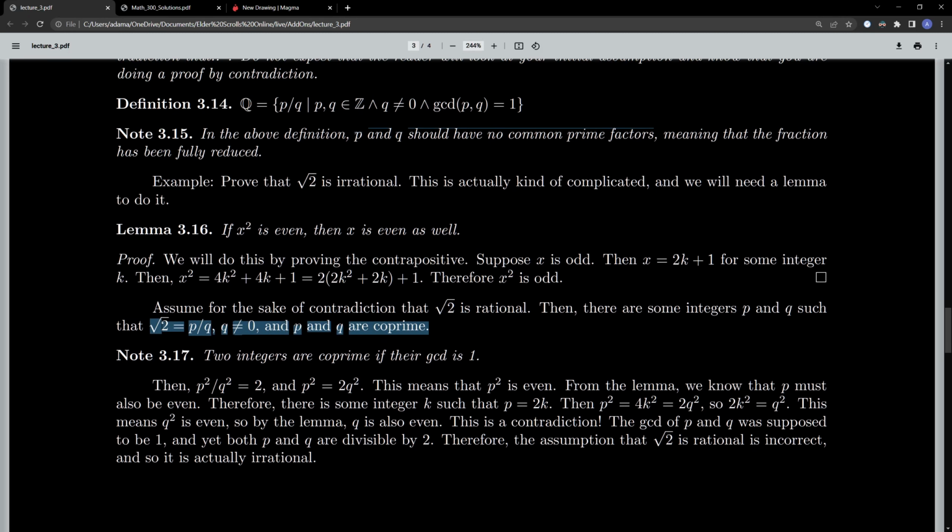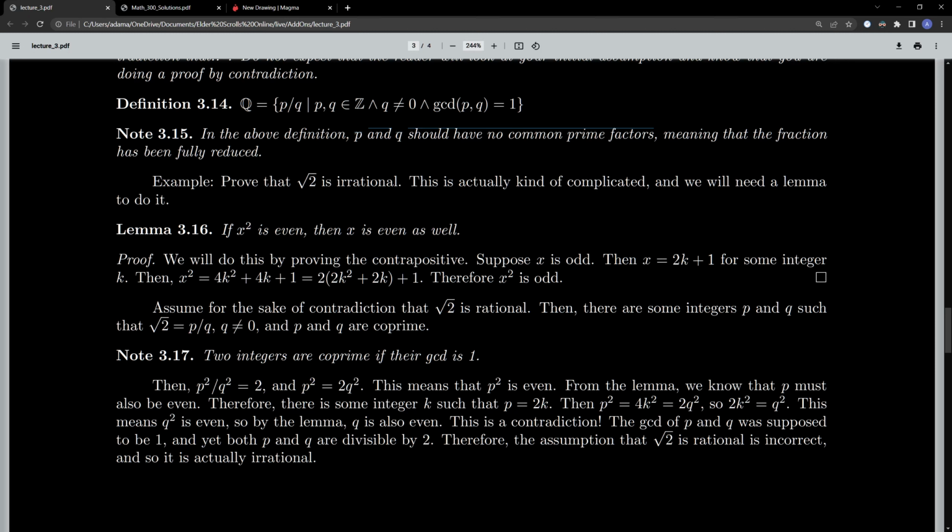When I say coprime, that just means their GCD is 1, just some number theory terminology. Okay, so now I do some math. Root 2 is equal to p over q, so p squared over q squared is 2. I just square both sides. And then I move some stuff around. P squared is equal to 2q squared. Nothing crazy going on. But this does mean that p squared is even. So now I use my lemma. That means that p is even.